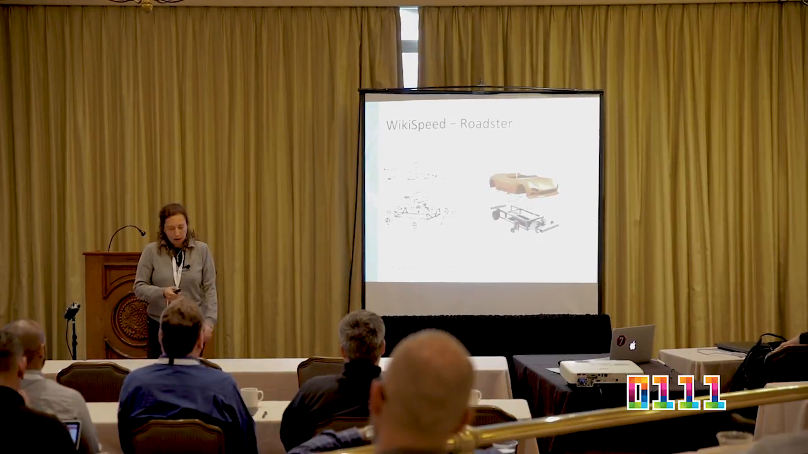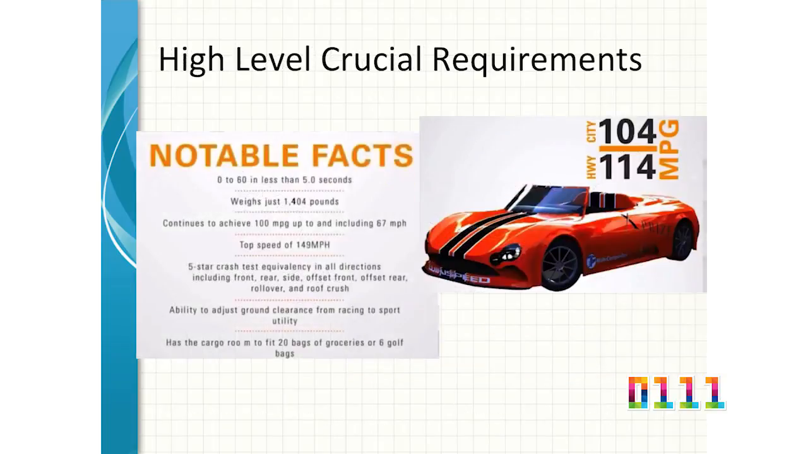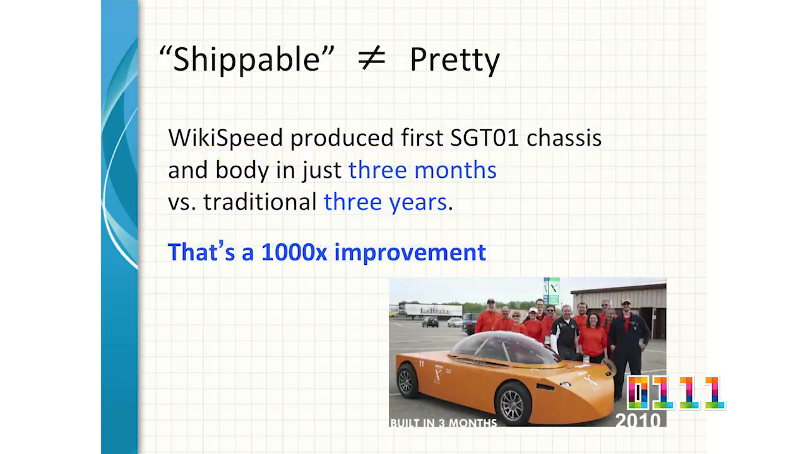They came up with a concept. And notice how modular it is, okay? And the first iteration was a chassis. Okay, the first product was a chassis. And they were aiming for these requirements. Within 3 months, they had a working prototype. 3 months, a working prototype of a car.